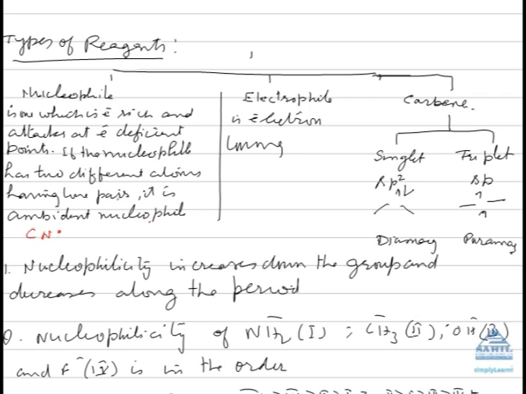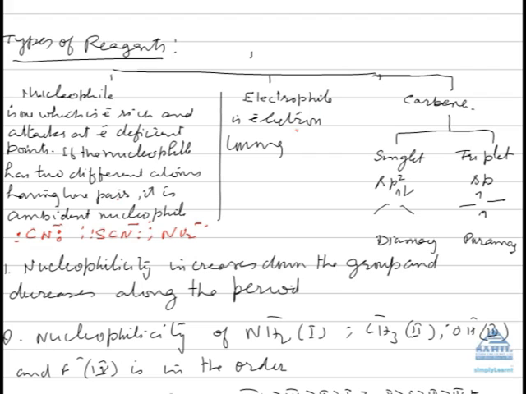For example, cyanide, thiocyanate, nitro. These are ambident nucleophiles. Nucleophile donates its lone pair of electrons to the substrate.